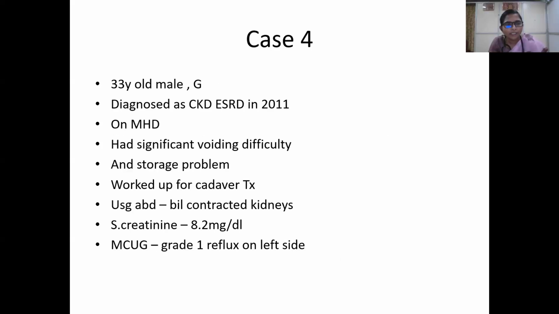Coming to case 4, a 33-year-old male diagnosed with ESRD in 2011, on MHD, had significant voiding difficulties and storage problems. Worked up for cadaver transplant, ultrasound showing bilateral contracted kidneys, creatinine of 8.2, MCUG showing grade 1 reflux on the left side.